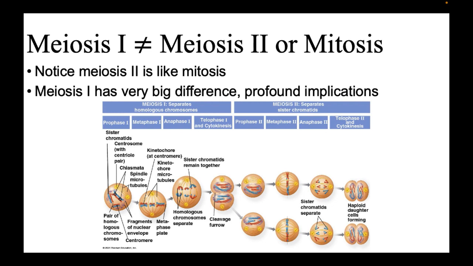The major difference is what's going on in prophase. The prophase is really different between the two. The setup of prophase in meiosis 1 makes it behave differently throughout the rest of meiosis 1. The setup of prophase 2 makes it behave like mitosis.